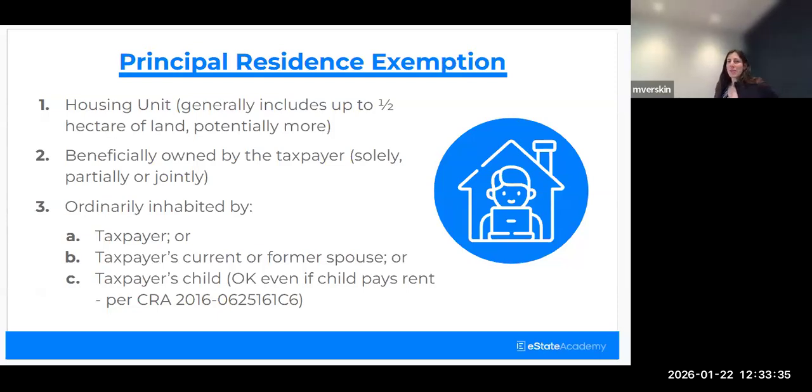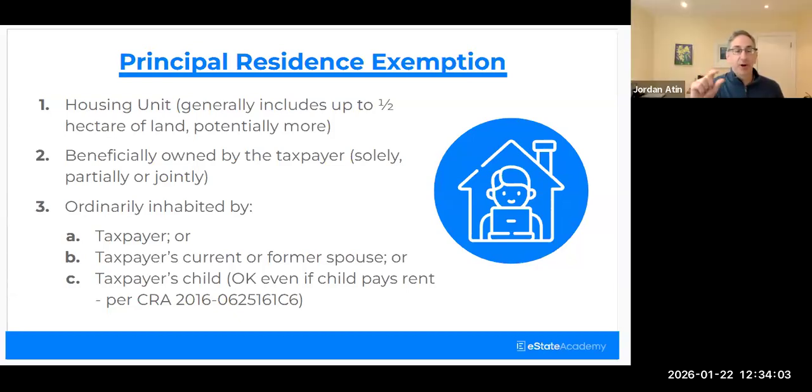And it has to be ordinarily inhabited by either the person who's owning it, the taxpayer, a current or former spouse, or a child. So for example, you could have a condo that you own, and maybe a child lives in that condo and you have your home as well. You would be able to claim the principal residence exemption on that condo. Obviously, you can only have one property. So if in a year you choose the condo, you can't choose the home, but there's that additional flexibility, which we're going to get into about the one home.